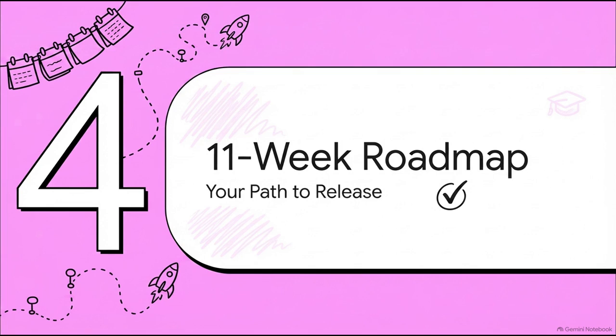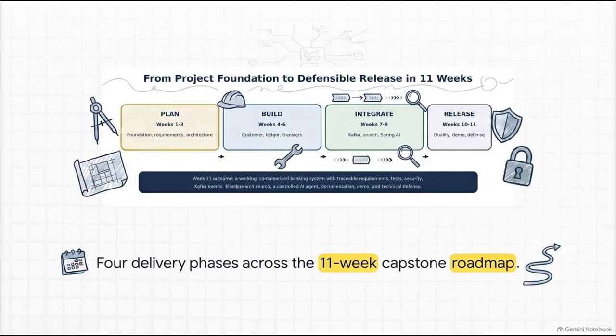Section 4, the 11-week roadmap, your path to release. The course is beautifully segmented into 4 macro phases: plan, build, integrate, and release. You systematically build up the complexity. We don't start by writing AI agents on day 1. We start with the foundation. We build the core banking tools. Then we integrate the advanced event pipelines and search, and we finish it all off by hardening the system for a highly defensible release.